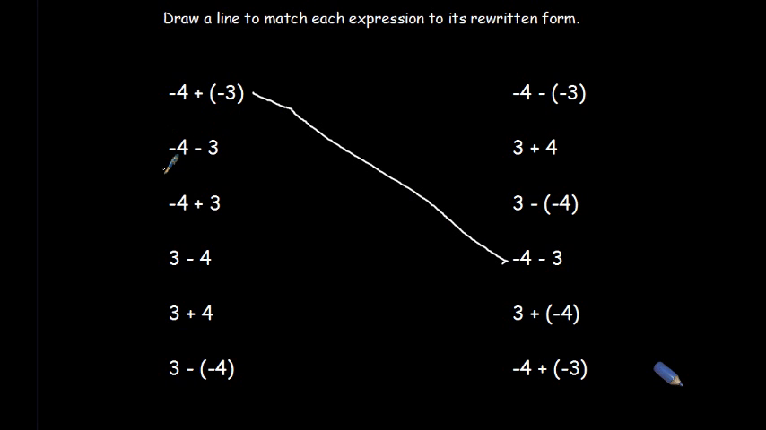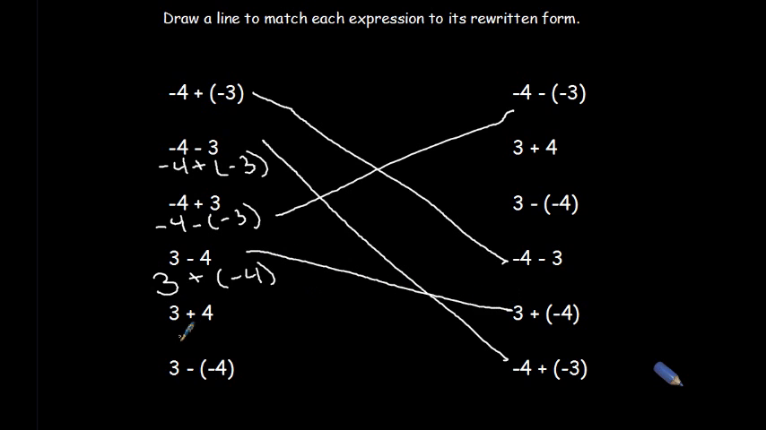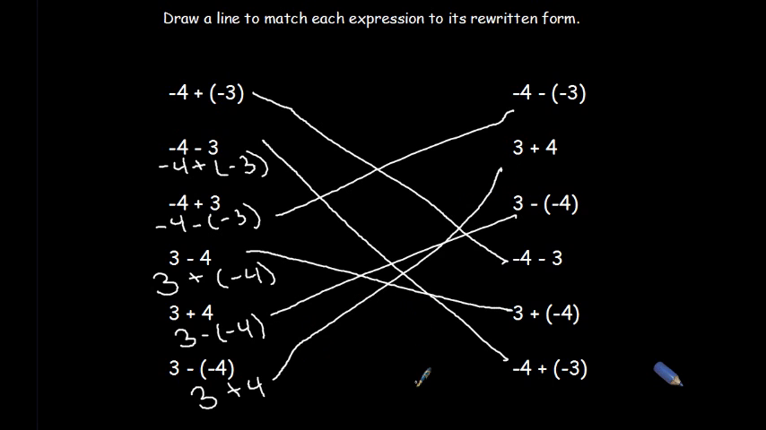Stay, change, opposite for this one would be a negative 4, change that to a plus, a negative 3. Remember, we always put those parentheses around it to keep them apart. So that's way down here. So negative 4 minus a negative 3. It's way up at the top. 3 plus a negative 4, you are over here. 3 minus a negative 4 up here. And then this one, 3 plus 4. There you go.